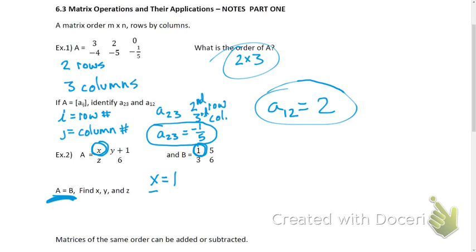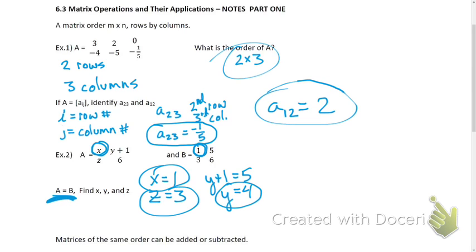Look at bottom left, we have a z and we have a 3. Top right, we have a y plus 1 and a 5. Now I've got to do one step of algebra. Let's subtract 1 from both sides and we get 4. So on number 2, all you have to do is match.